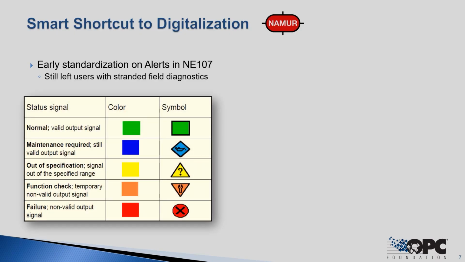Quite some time ago, Namur devised a standardized system of alerts. They called it NE107. One problem that we ran into with this was that the existing industrial control systems couldn't easily pass this data from field to controller to asset management system, at least not without some heavy lifting and significant cost to the owner.